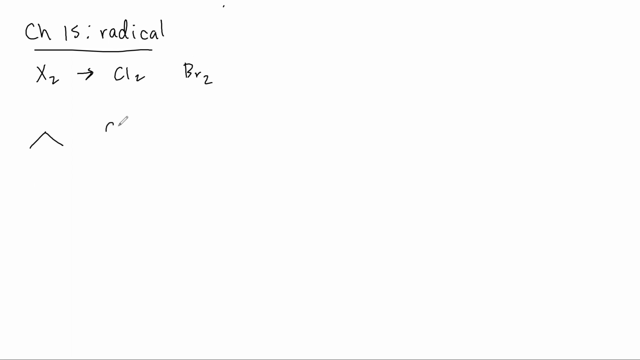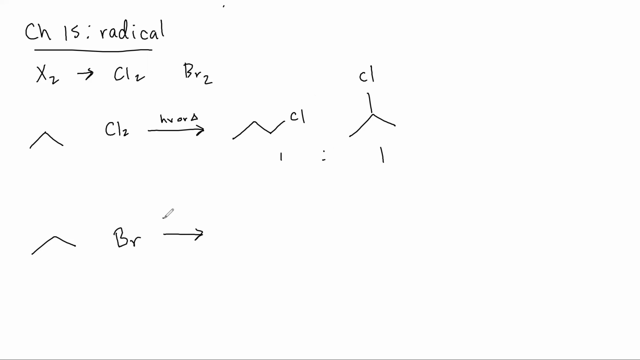And if we do chlorination, so if we use Cl2 along with hv or delta, then we'll end up with an equal amount of 1-chloropropane and 2-chloropropane. Let me draw that here. So we have a 1-to-1 ratio. We make equal amounts. However, if we did the same thing, except instead of chlorine, we use bromine, we are going to end up with less, rather, of the primary alkyl halide than the secondary alkyl halide.